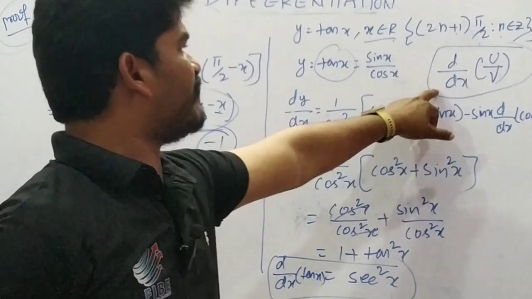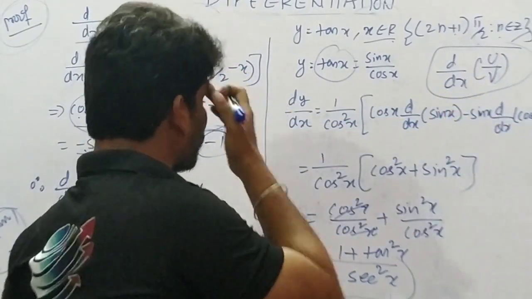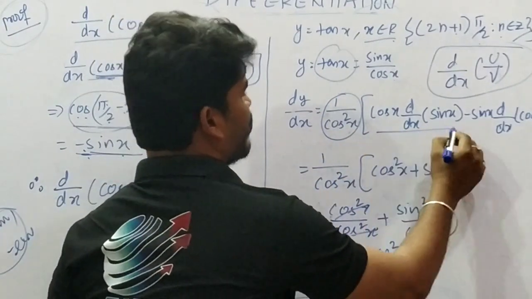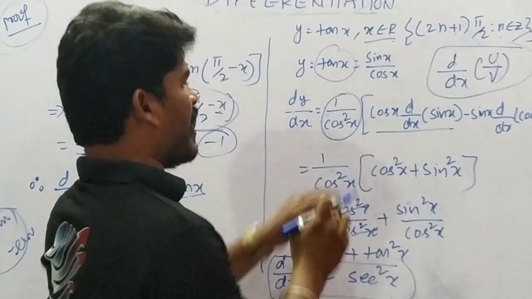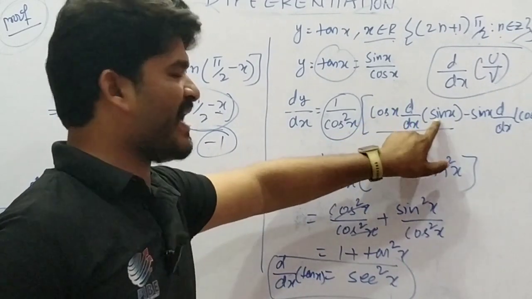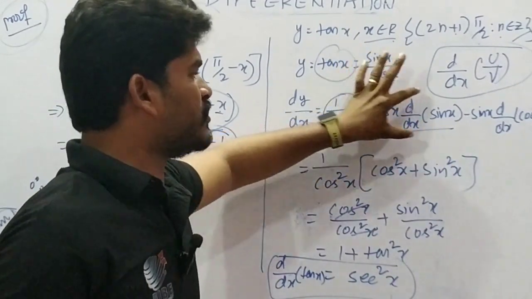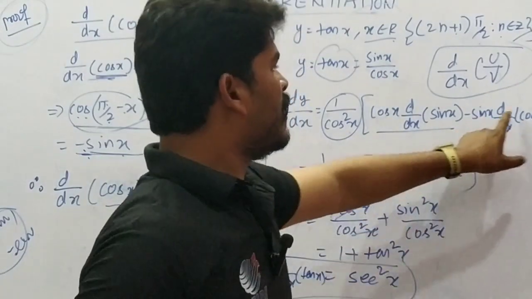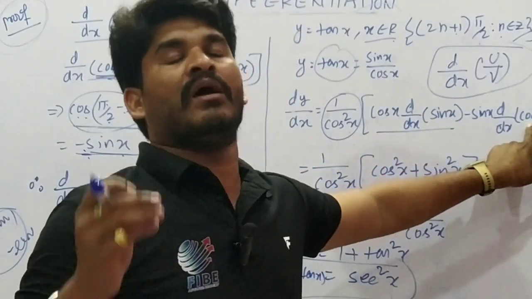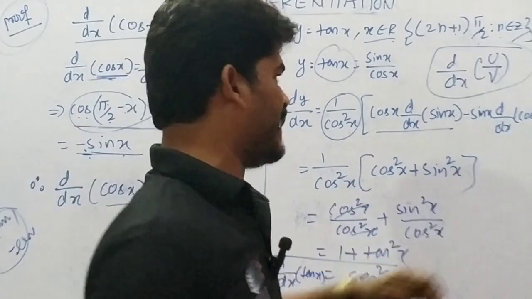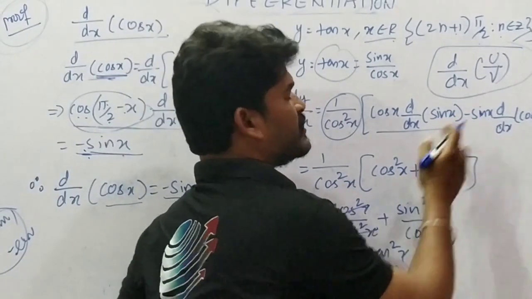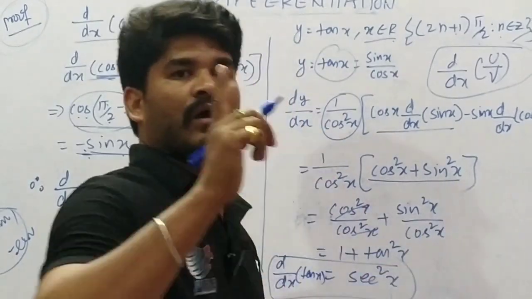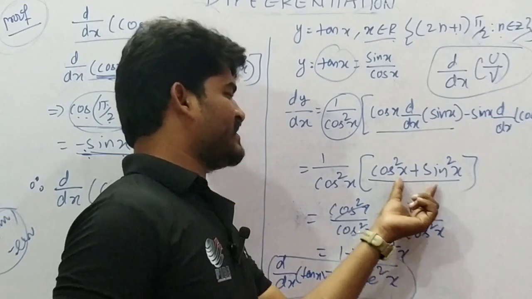Already we know that d by dx of uv is u into d by dx of v plus v into d by dx of u. For the same formula we are applying, we get d by dx of 1 by cos square x. Therefore, 1 by cos square x into cos square x plus sin square x. Here two types are there. The first one is 1 by cos square x into cos square x plus sin square x. This is written by dividing both terms by cos square x: cos square x divided by cos square x plus sin square x by cos square x. We will get 1 by tan square x.